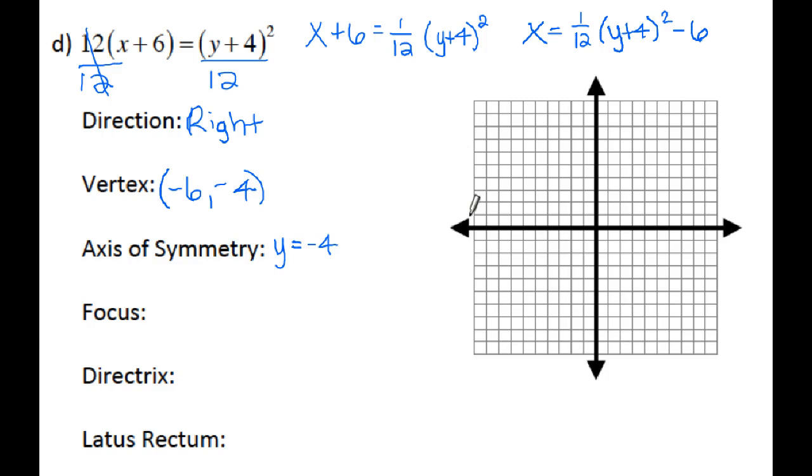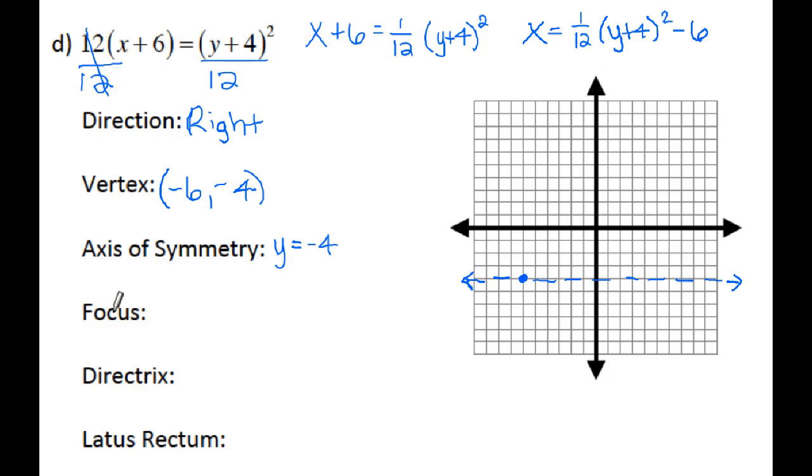I'm going to go ahead and plot my vertex. Go down 4. There's my vertex. Now my axis of symmetry is y equals, and this is a sideways parabola. It's a horizontal parabola, which means my axis of symmetry is horizontal, not vertical like the other ones.